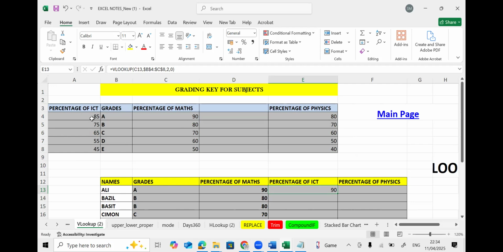So if I select this range, it means the percentage should be compared with the grades if I write 2, and if I write 3, this should be compared with this. Whenever you select a range, your first column is always compared with the column index number you entered. This is the way VLOOKUP works. Did you understand? Yes or no? Yes. Okay, this is the way VLOOKUP works.